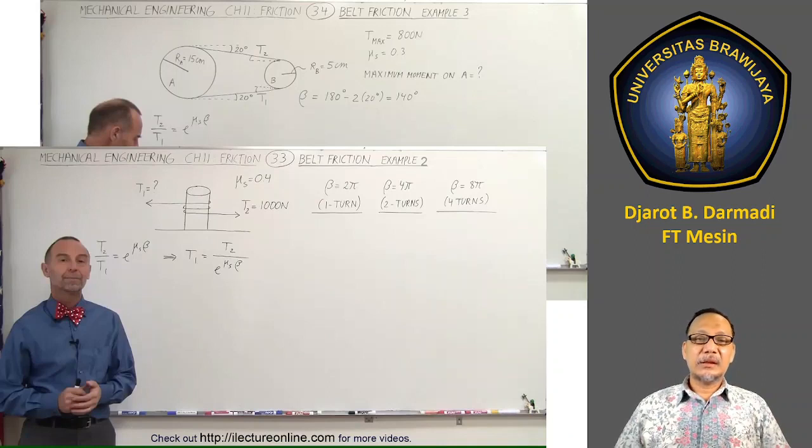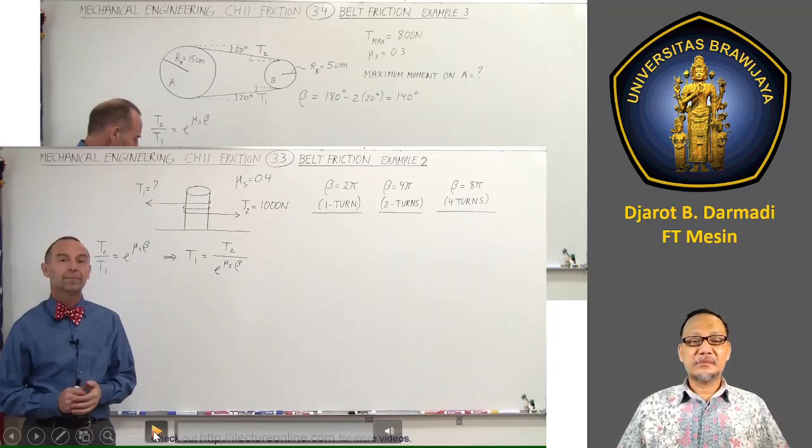Pada video ini yang ketiga, jumlah lilitannya yang dinaikkan, dari 1, 2, terus kemudian menjadi 4 lilitan. Bukan koefisien geseknya. Koefisien geseknya dianggap tetap 0,4. Mari kita ikuti kuliah selanjutnya dari Profesor Michael Van Biezen.